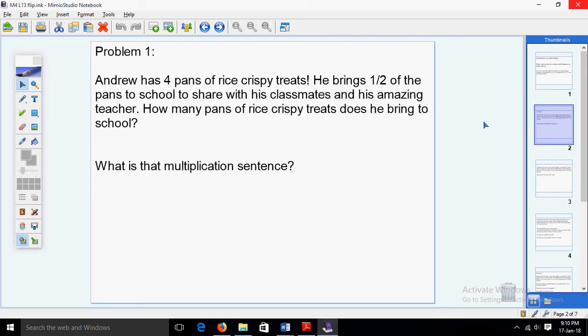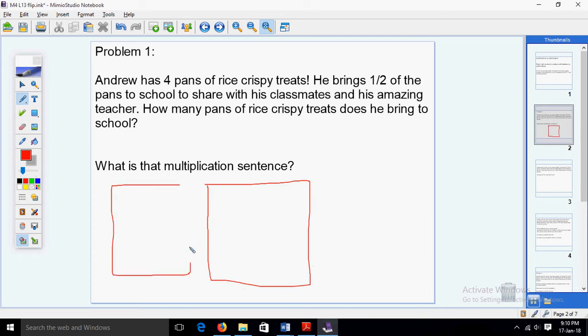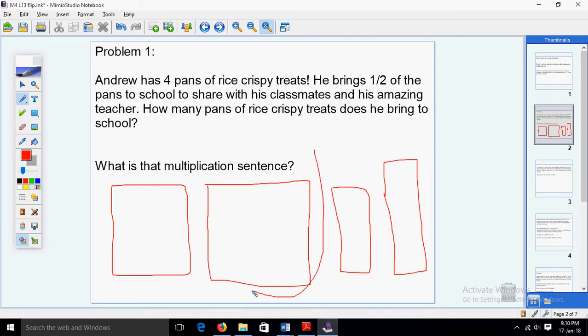All right, so I'm going to go ahead. You should be able to solve this in your head, but I'm going to show you the process that we're going to use for our drawings. Okay? So there's 1. Here's 2. Make these 2 a little bit skinny. Here's 3. And here's 4. Obviously, in real life, they would all be the same. Anyway, so he has 4, and he brings half of the pans to school, right? So I'm going to take these ones because they're half of what he has.